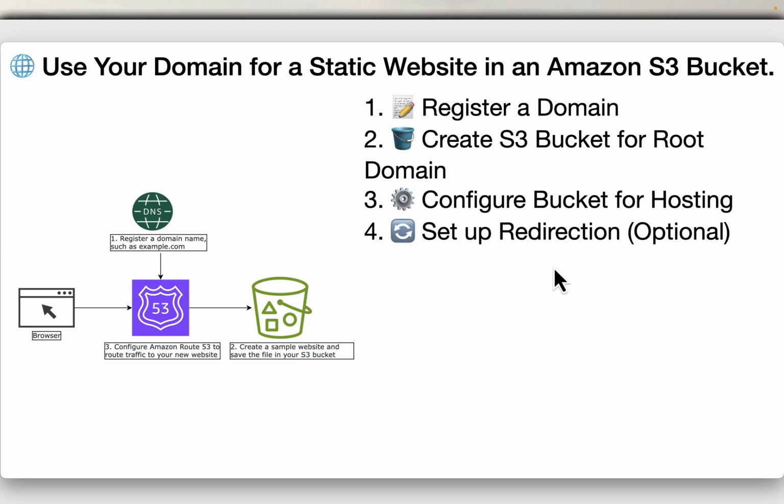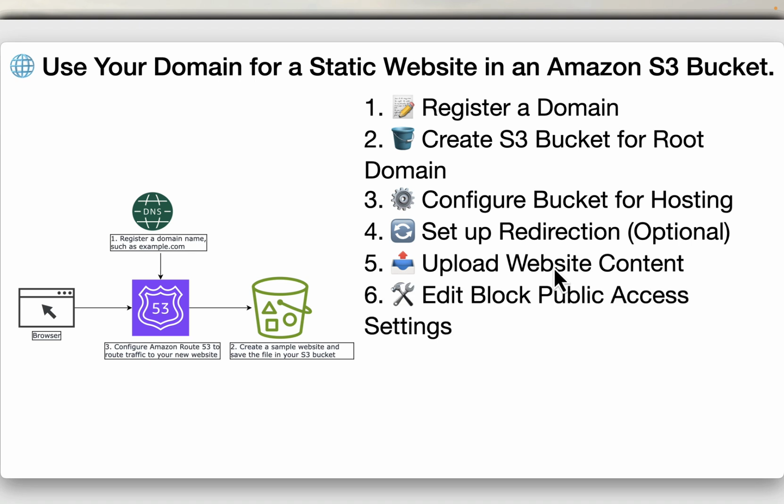Fourth, set up redirection, which is optional. If you have a subdomain, configure it to redirect requests to the root domain's bucket. Fifth, upload website content. Populate your S3 bucket with your website files such as HTML, CSS and image files. Then sixth, edit block public access settings. Adjust the bucket's public access settings to allow users to view your website content. 8th, test domain endpoint. After setup, use the bucket's endpoint to test that your static website is accessible.